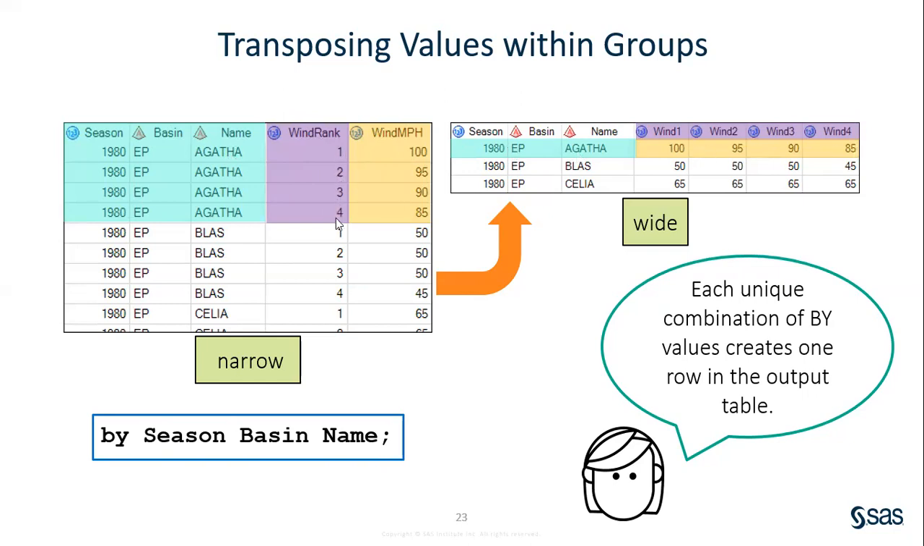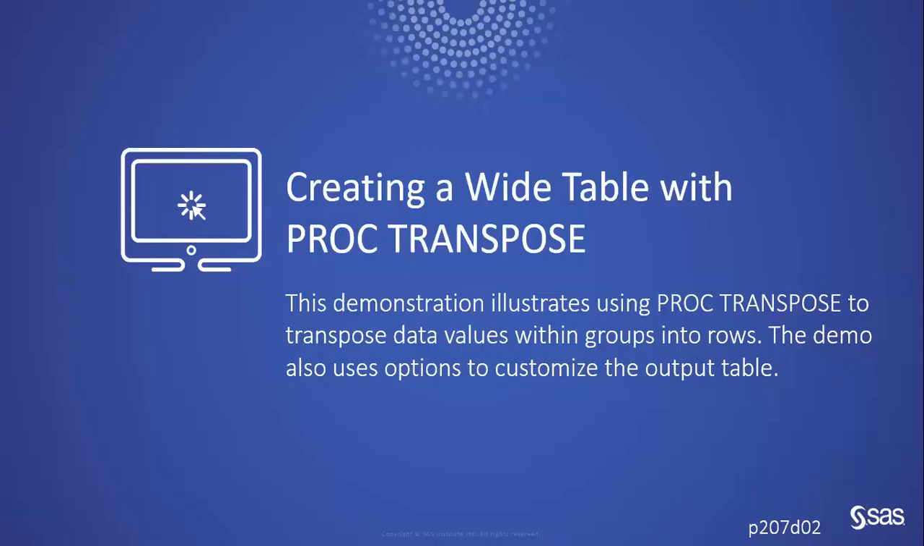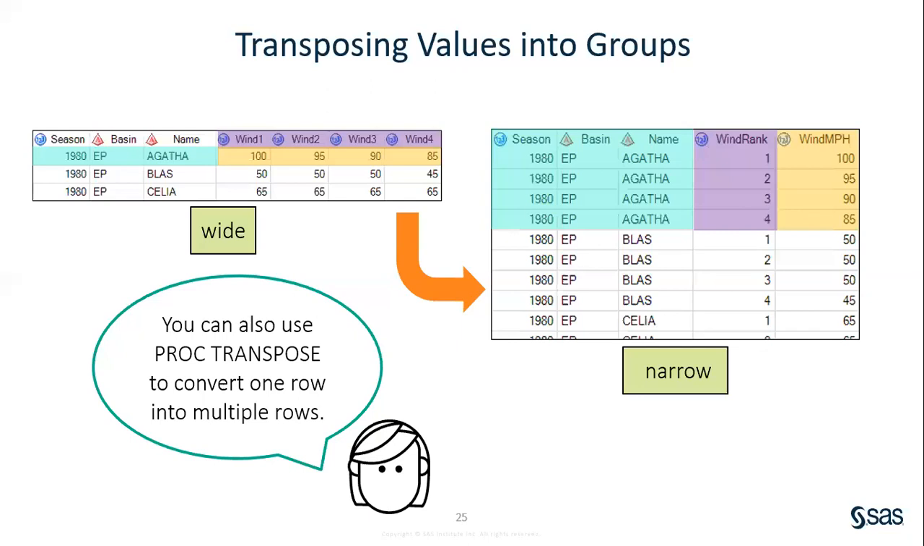Multiple winds have become the columns, and these values have become rows. And though this is a group, it becomes a single row because of by. So by season and basin name, but see to it that season and basin name were previously sorted. Thus you have the same demo to observe it. From wide, again, you can convert it to narrow. You can also use proc transpose to convert one row into multiple rows.